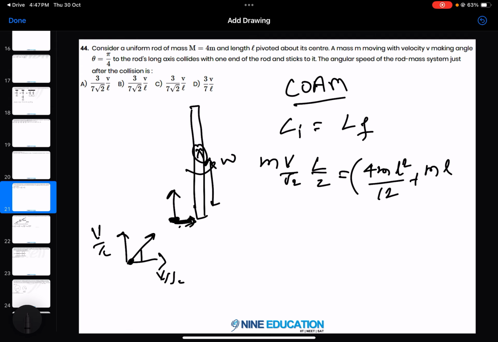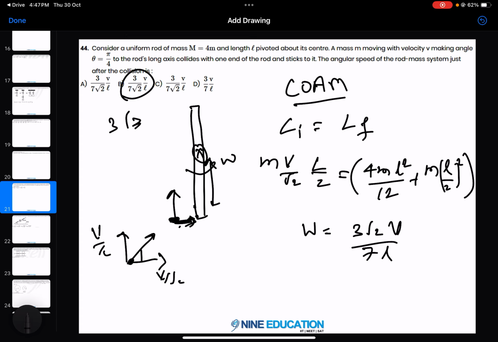So moment of inertia will be, the mass of the rod is 4m, L square by 12, plus small m into L by 2 whole square. This small m is stuck here. Now on simplifying, you will get omega as 3 root 2 v by 7L, which is not there. I hope you have made the correction in option B, 3 root 2 v by 7L. So option B.